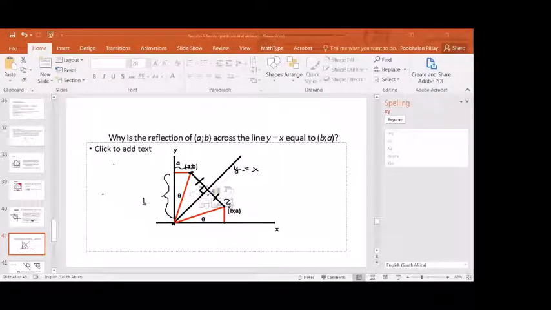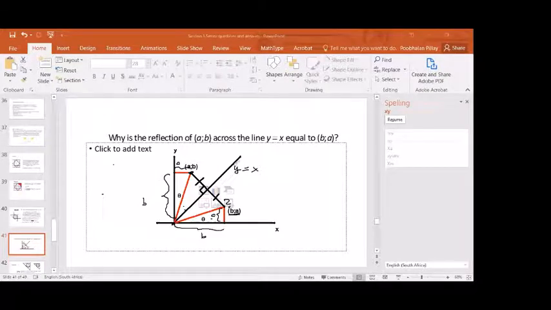You see, these two triangles are congruent here. These are equal. These are equal. So this red triangle is congruent to that triangle. Okay, and therefore this part here will have to be B, and that part there has to be A. They're congruent, right? And that is why the coordinates here become (B, A).